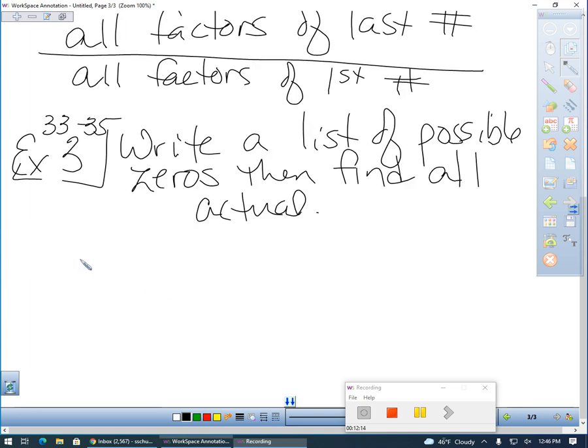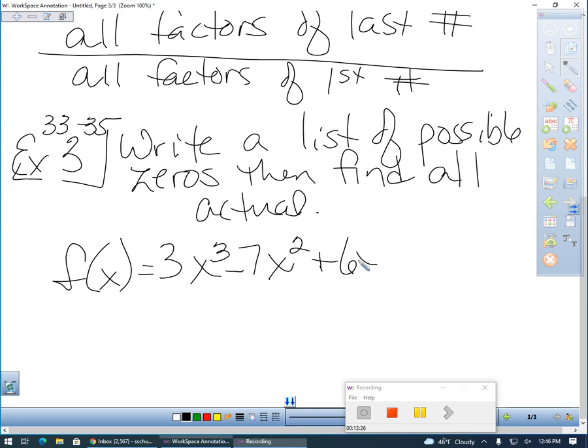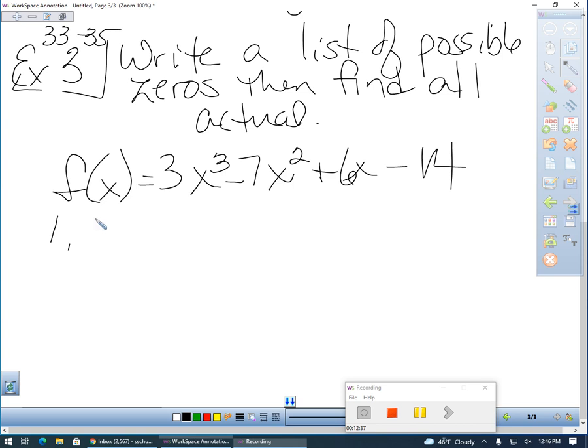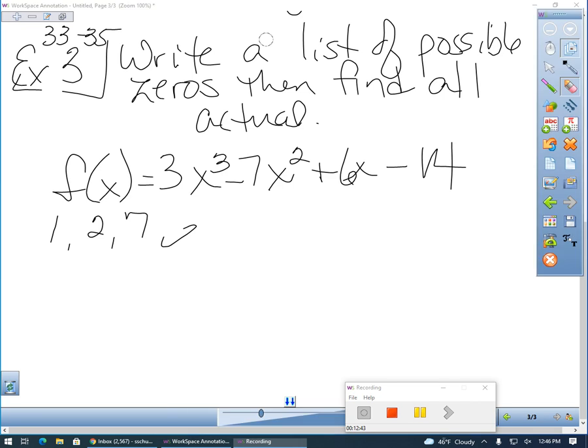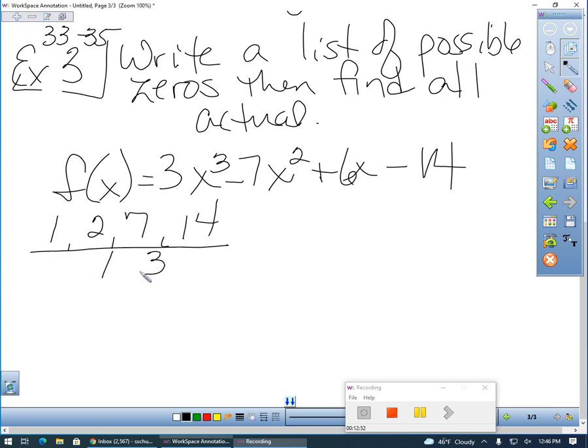All right. So let's say we have something as wonderful as f of x equals 3x to the third minus 7x squared plus 6x minus 14. So first we're going to start with all the factors of 14, which are 1, 2, 7, and 14. I agree. And we're going to divide that all by, what are the factors of 3? 1 and 3.